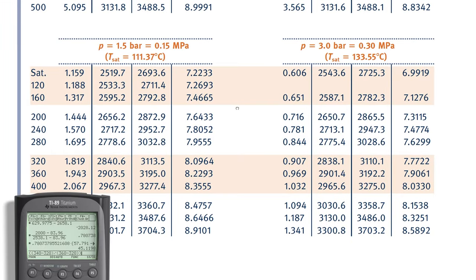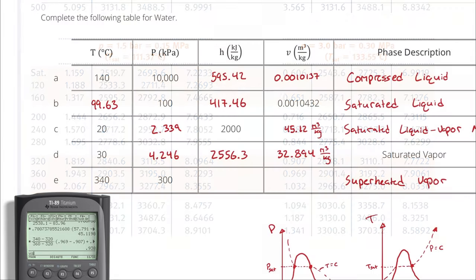There we go. Okay. And then that is going to be multiplied by our specific volume at 360 minus our specific volume at 320, which is 0.969 minus 0.907. And then we are adding that result to 0.907. And just for good measure, I'm going to add a multiplication operator here. And I get a specific volume corresponding to 340 degrees Celsius of 0.938. So I can populate that here.